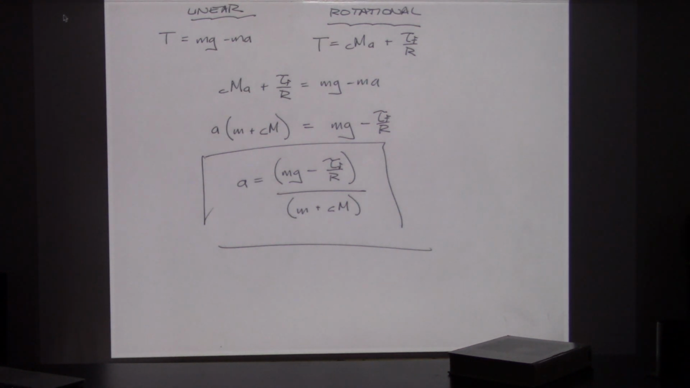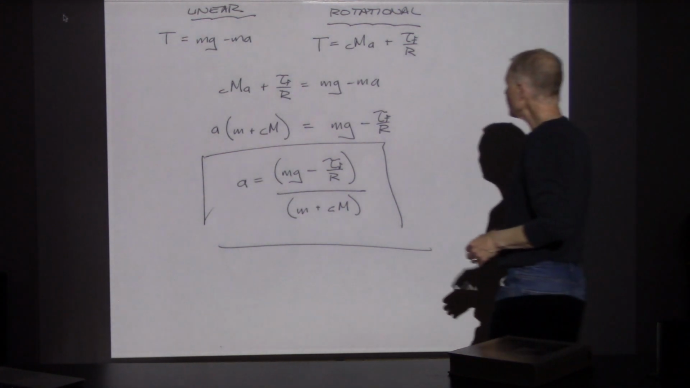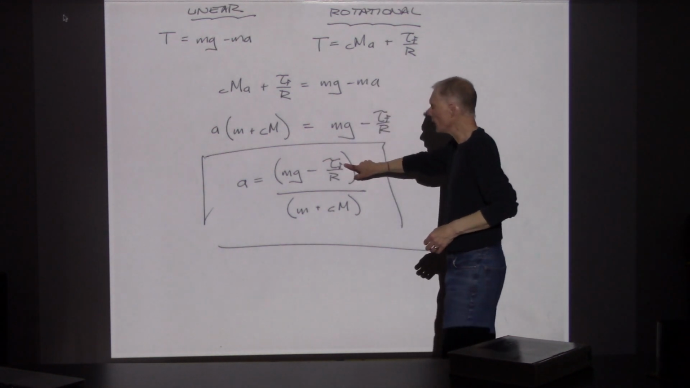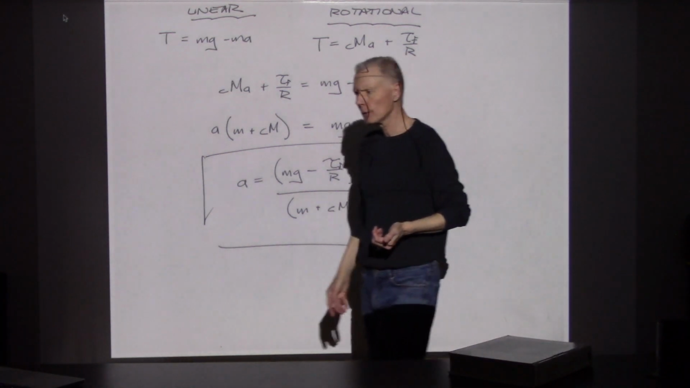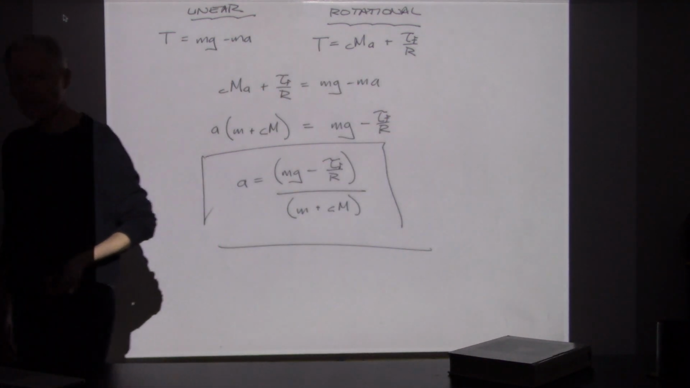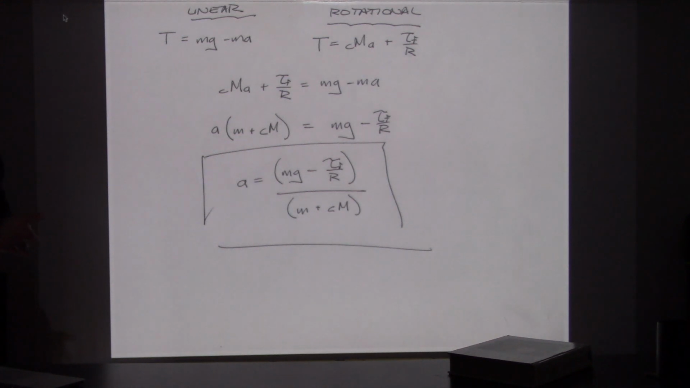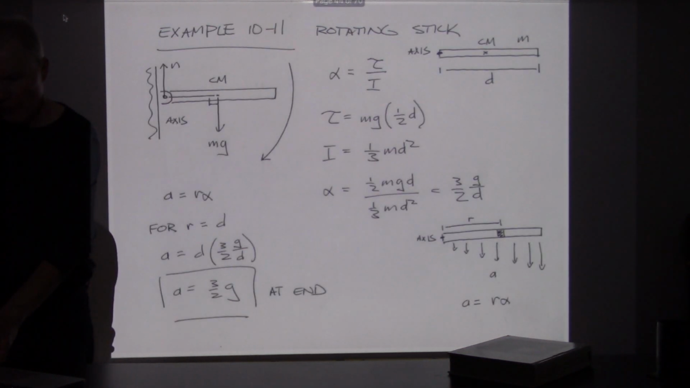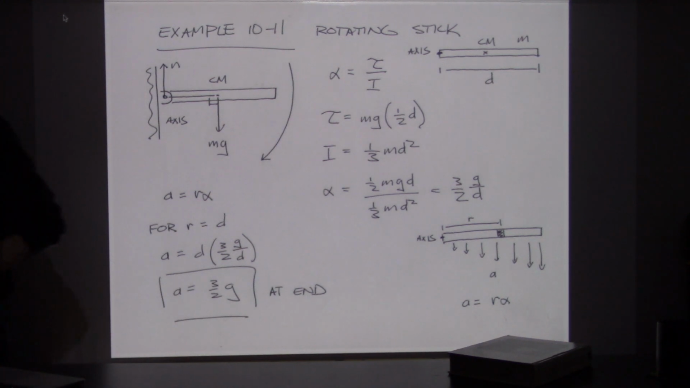Friction is a force, and it's a force that can create a torque. So instead of gravity alone determining what's going on here, now we have a frictional torque that's reducing the acceleration. And I had to take that torque and divide it through by big R.